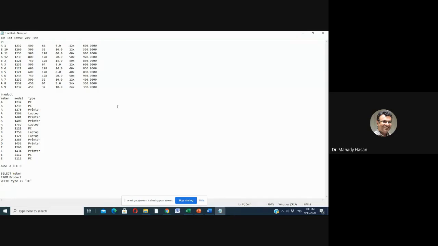Now if I execute this query, the first cell mentioned PC as type, and the condition says PC is not type, so this won't be there. But what about this line? This line would be shown, right? Because the type is not PC. This will be shown, right? Am I correct? Yes, sir.